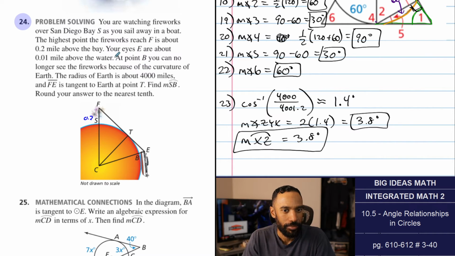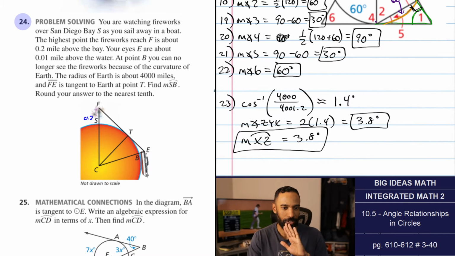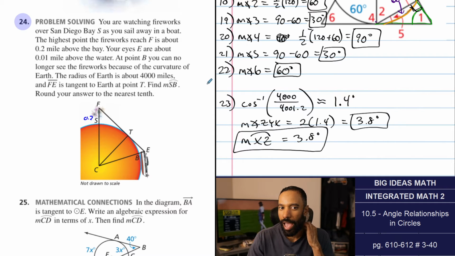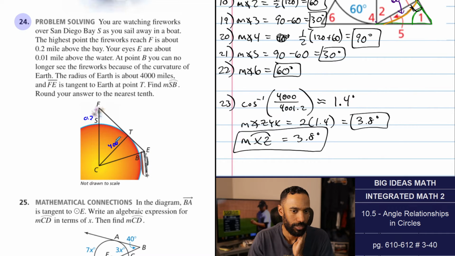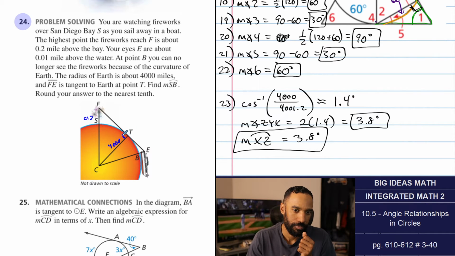At point B, your eyes, E, are about 0.01 miles above the water. At point B, you can no longer see the fireworks because of the curvature of Earth; the radius of Earth is about 4,000 miles. And FE is tangent to Earth at T, so there's a right angle there. Find the measure of arc SB, rounding your answer to the nearest tenth.